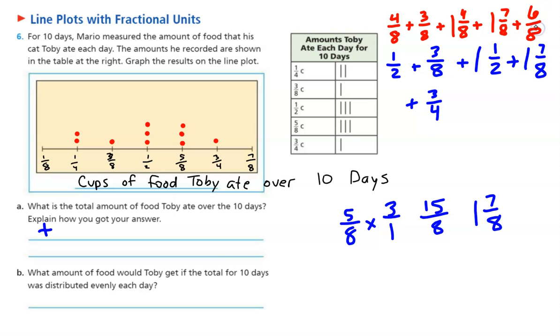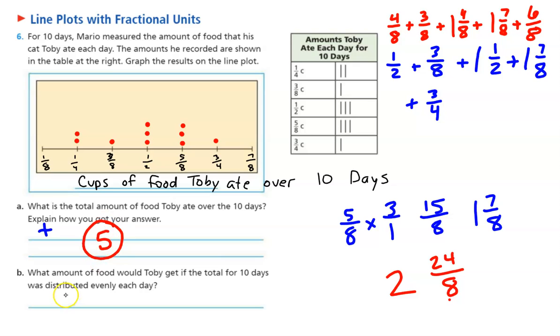So all of that work is just to say your 8s now are good, so you can go ahead and add these together. 1 plus 1 would equal 2, so your whole number is taken care of. And then 4 plus 3 is 7, plus 4 is 11, plus 7 is 18, plus 6 is 24. So this would have been 2 24/8. However, we wouldn't leave it like 24/8. That would give us an answer of 5.